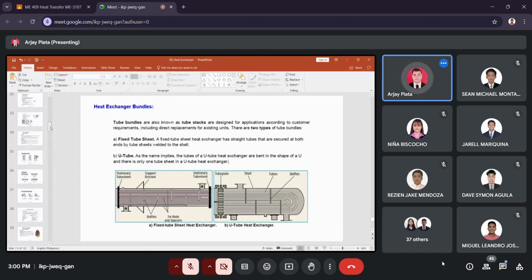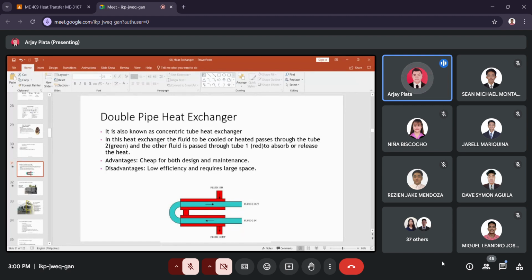So let's go to other types of heat exchanger that I have also mentioned. So we have the double pipe heat exchangers. It is also known as the concentric heat exchanger. In this heat exchanger, the fluid to be cooled or heated passes through the tube, yung green color. So the fluid to be heated is passing through the tube, and then there's another tube outside, the red one. So there's a fluid flowing outside, which is a heated fluid.